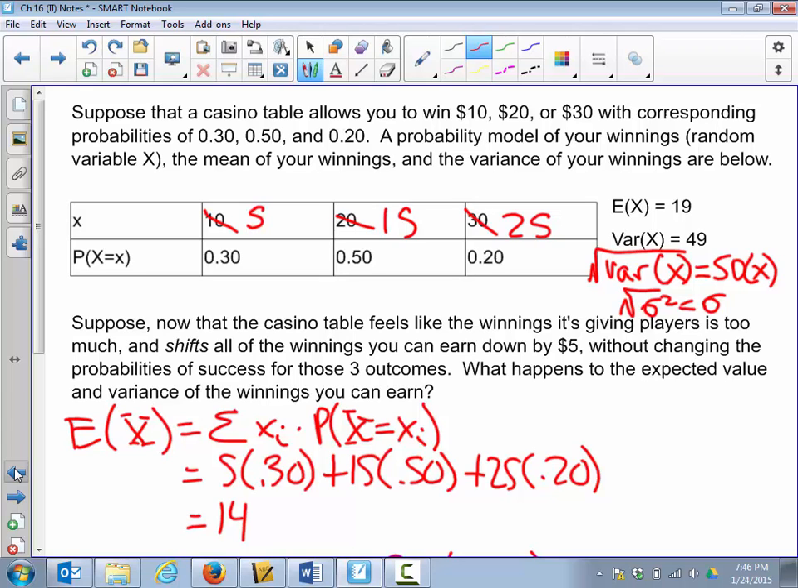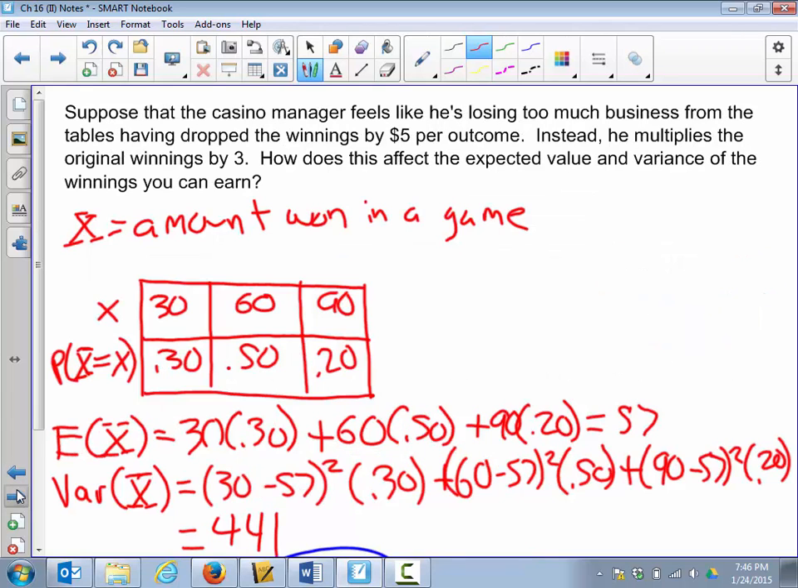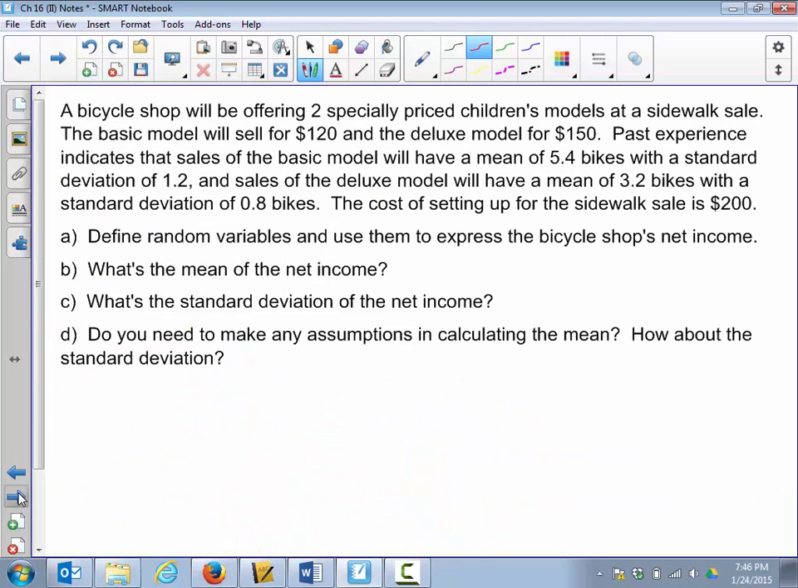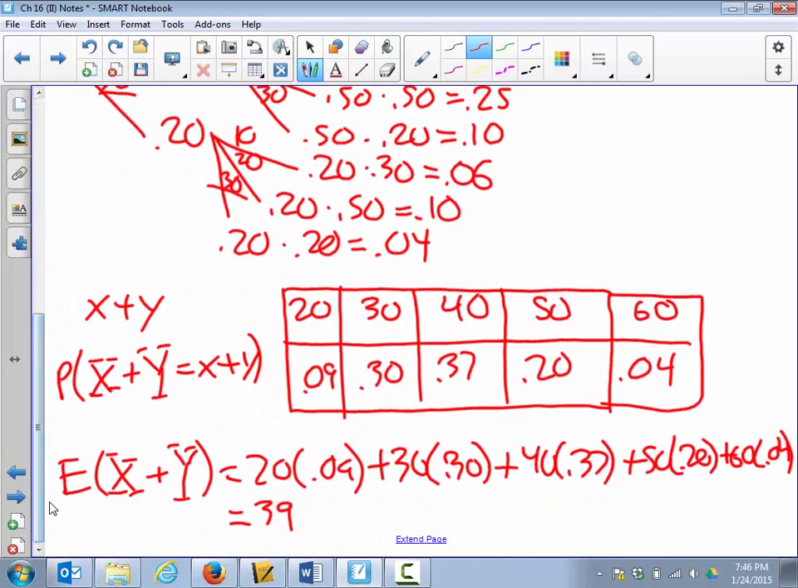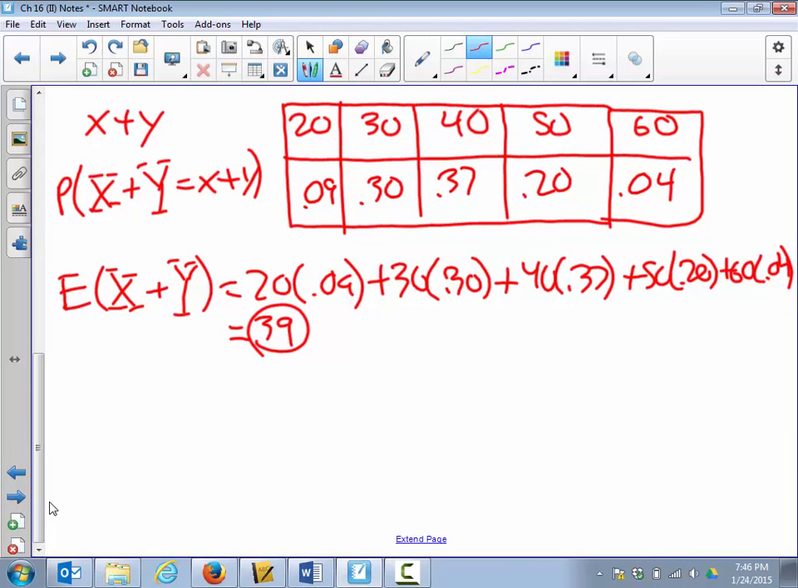To get this, I did round a little bit. I believe that I rounded the original expected value and variance just a hair. Notice that this expected value of 39 right here is really close to being double the winnings that you or I would have individually. Okay, that should make some intuitive sense.